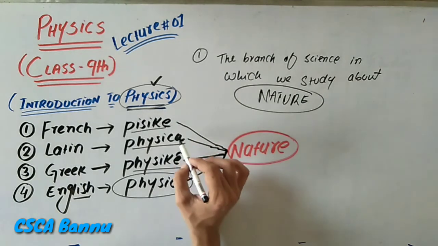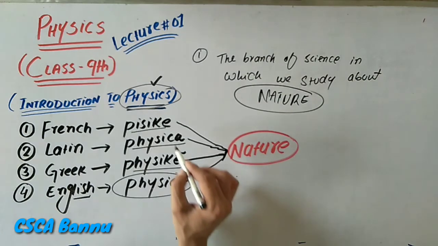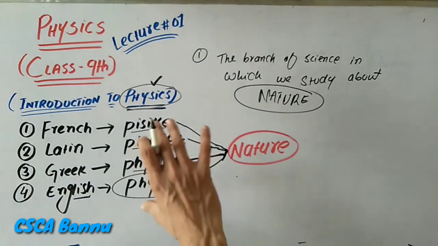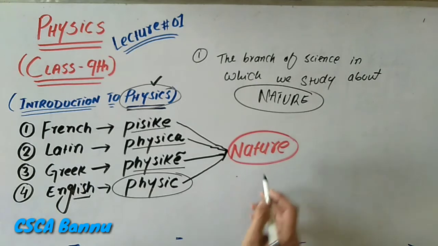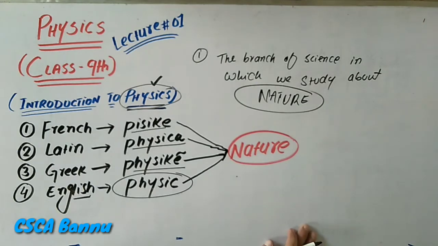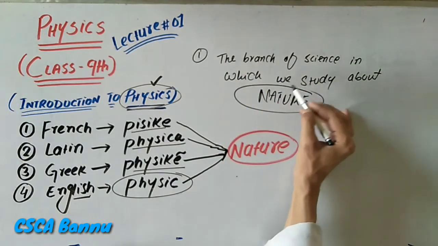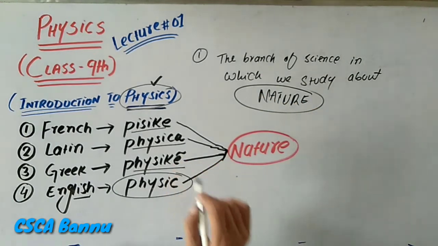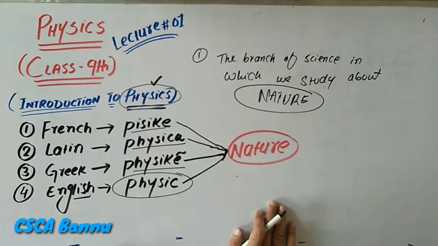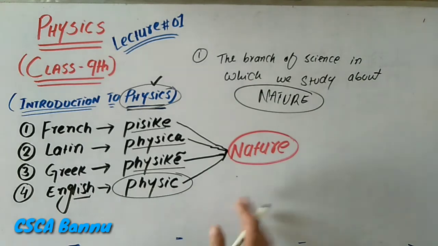Here the words physici, physica, physiki, physics, all combined together as a whole, mean knowledge of nature. Actually physics gives us knowledge of nature. Now, the first definition which we can create is that the branch of science in which we study about nature is called physics. In the first introductory lecture we have discussed where physics comes from and how many languages it consists of.